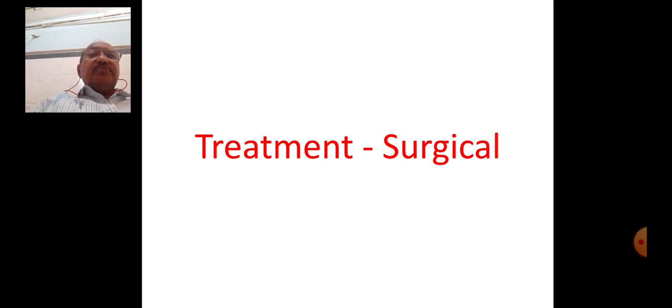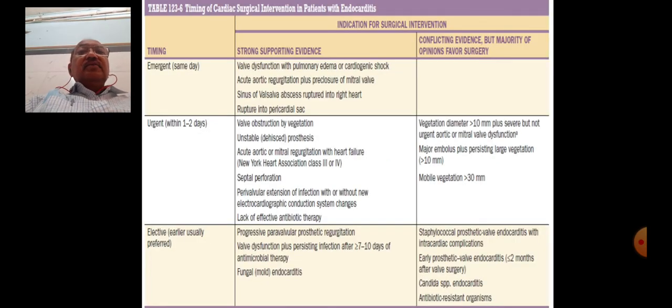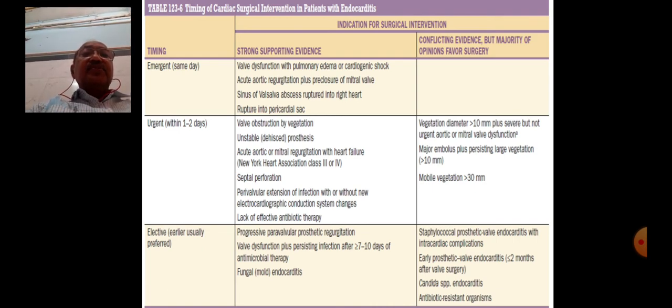The surgical treatment could be emergent, urgent, or elective. Emergent, that means it has to be done on the same day. Urgent, you can do within a day or two, and elective whenever it is preferred. So, whenever there is a valve dysfunction with pulmonary edema or cardiogenic shock or acute AR or MR or a rupture into the pericardial sac of an abscess, there is an emergent surgery. Emergency surgery is required on the same day.